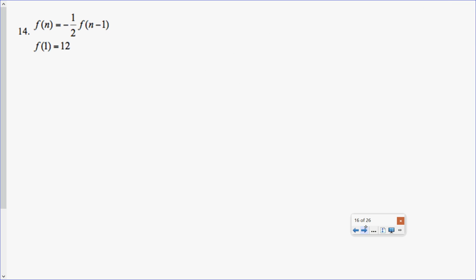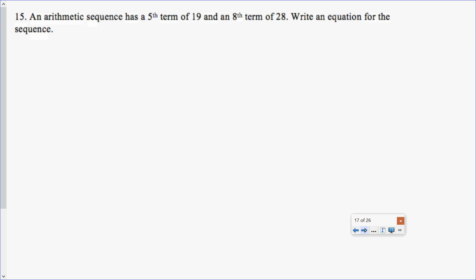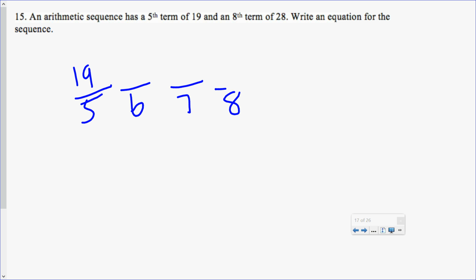All right, let's move on. What's the next type of question we have here? All right, the 5th term and the 8th term. So there are different ways to do this. I am going to show you the way that I do it. When you have 2 random terms, we have the 5th term, and then there's a 6th term, a 7th term, and an 8th term.